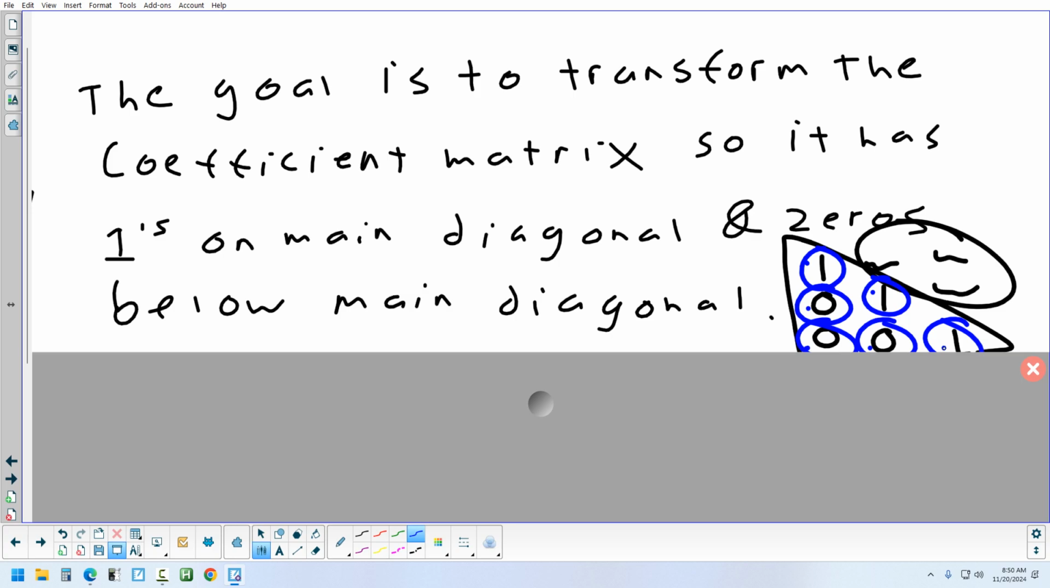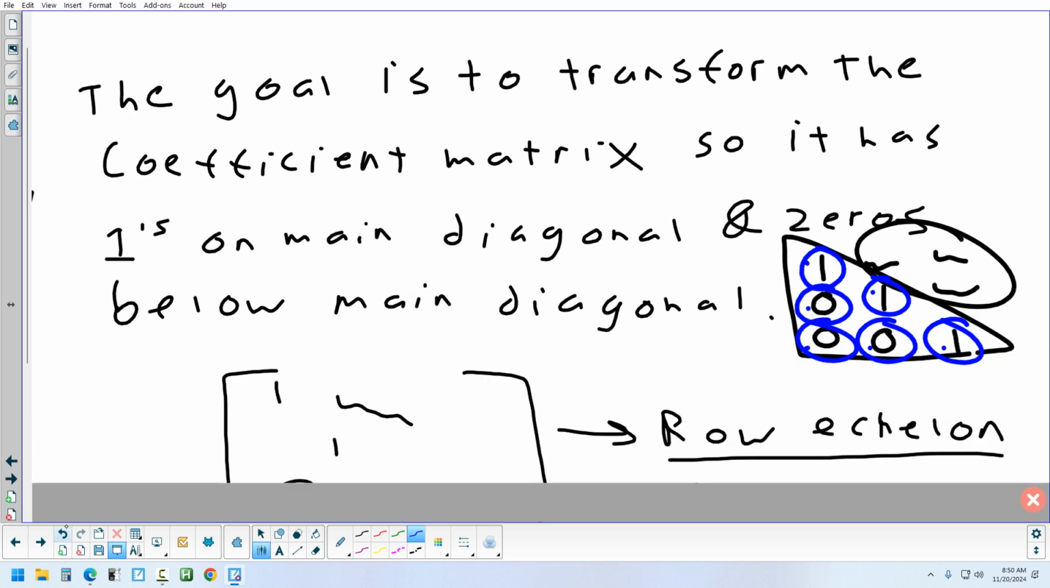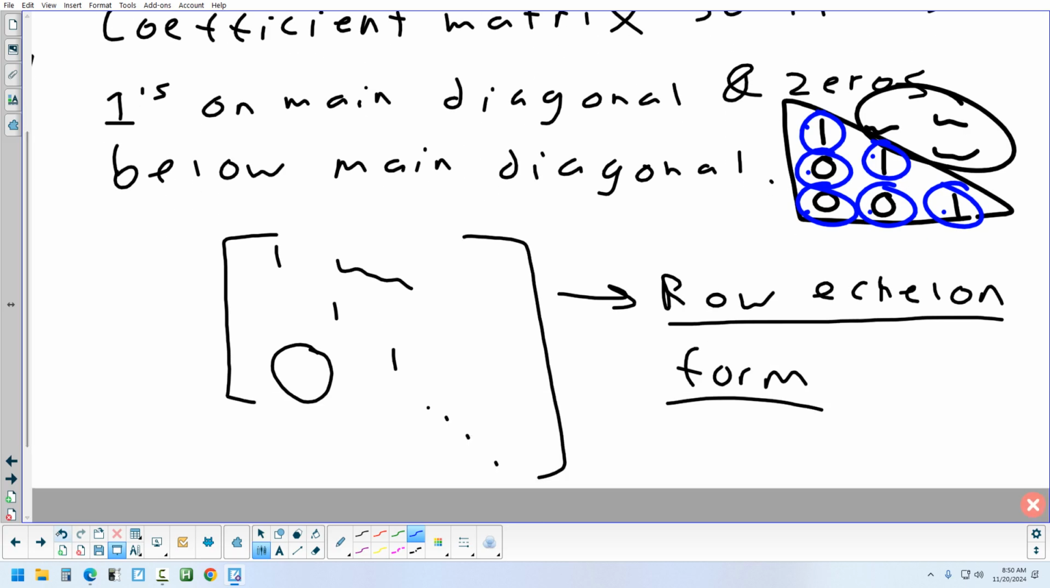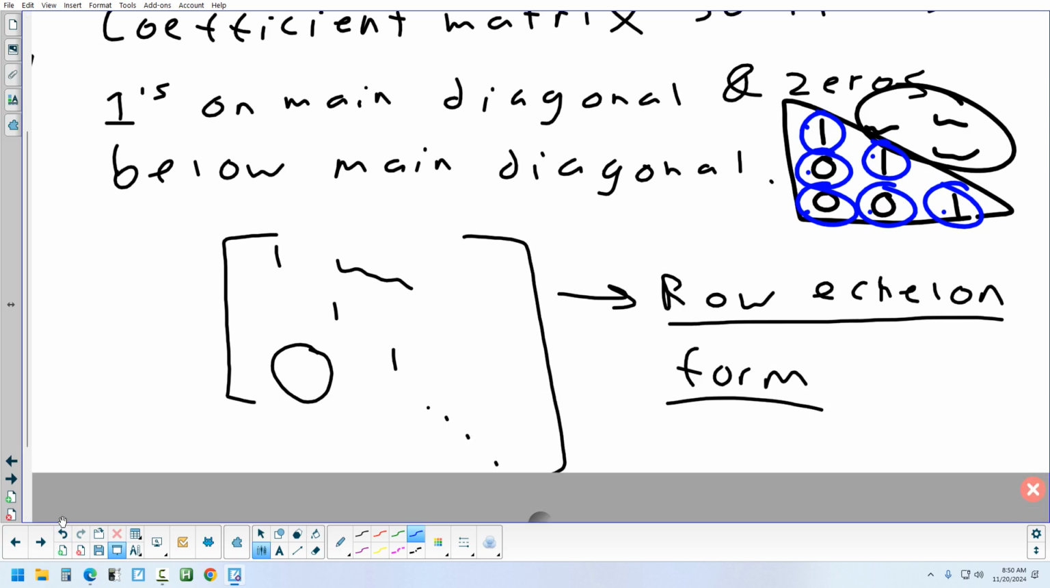So any questions on what it's physically going to look like? That's what it's going to look like. We're trying to get something that looks like that. That's the same picture. It's just representing ones on the main diagonal and then zeros everywhere underneath it.